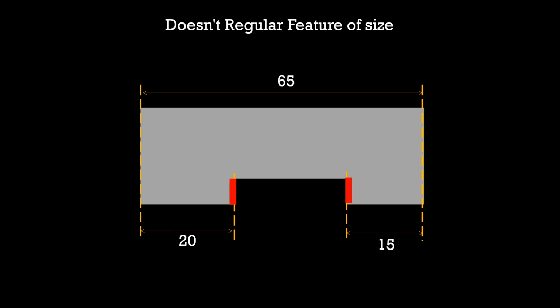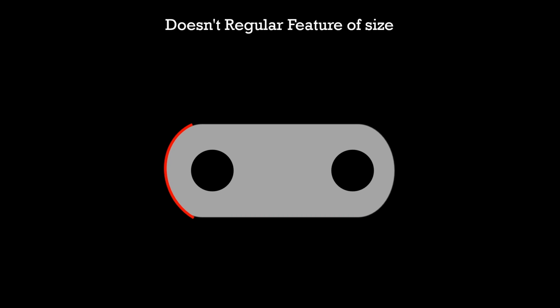And what are the not regular features of size? This is a slot and has opposed and parallel surfaces, but it is not directly dimensioned with a size tolerance, so this may not be considered a regular feature of size. This radius is not a regular feature of size because it doesn't have opposed and parallel surfaces.